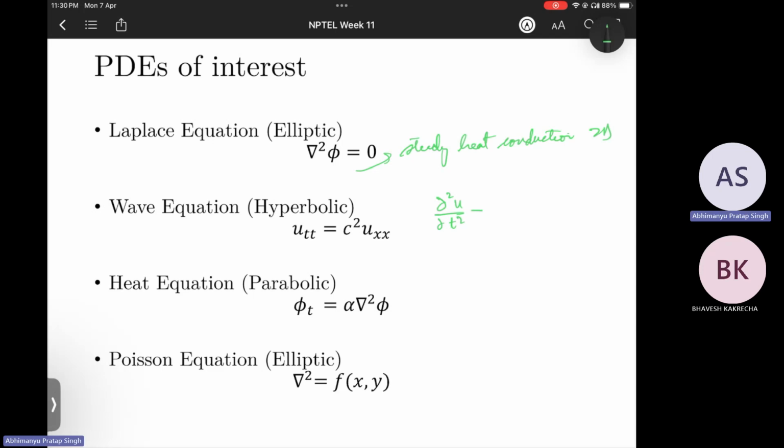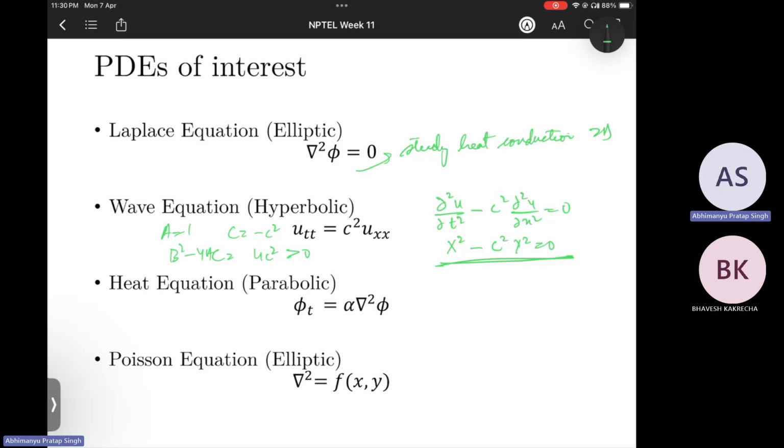minus c square del square u upon del x square is equal to 0. So if I write this, I can take this as X square minus c square Y square is equal to 0. So this is basically a hyperbola, right? So this is a hyperbolic PDE. Also, we can see that A is equal to 1, C is equal to minus c square. So B square minus 4AC becomes 4c square, which is greater than 0. Okay. So this is a hyperbolic PDE.